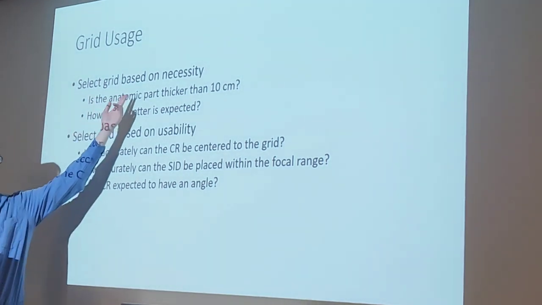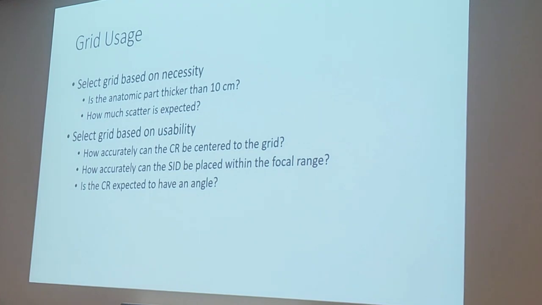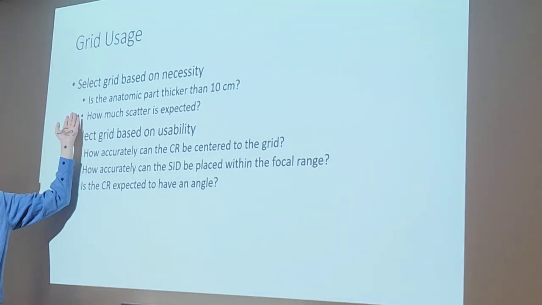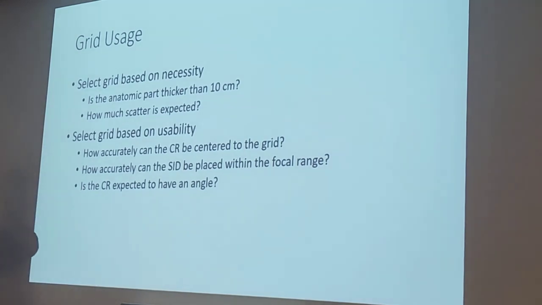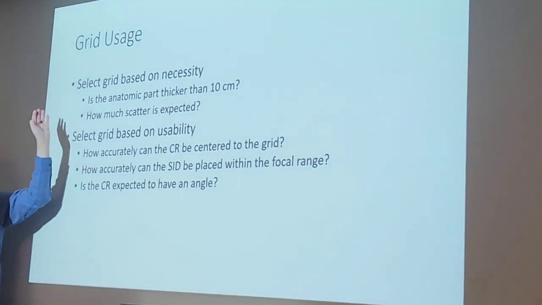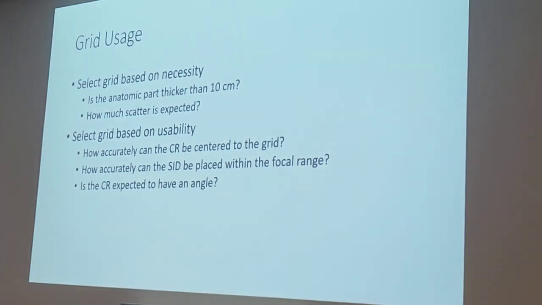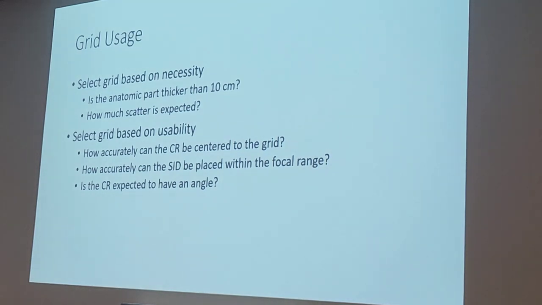So for anatomic parts thicker than 10 centimeters, which is about 4 inches, we use grids. Right, and also we want to look at how much scatter is expected. So finger, definitely less than 4 inches, no grid. Hand, no grid. Forearm, no grid. Elbow, still less than 4 inches, no grid. A shoulder is thicker than 4 inches, and in the chest area we expect more scatter, so we would try to use a grid for shoulder x-rays. Shoulder is kind of borderline, so you might get away with no grid if the patient's small enough. But then it gets to something like hip or pelvis, really thick anatomy, lots of tissue, lots of scatter. You definitely want to use a grid on hip or pelvis x-rays.